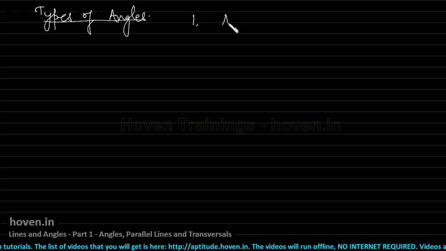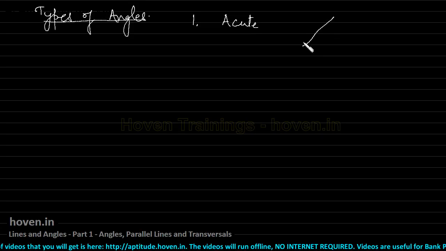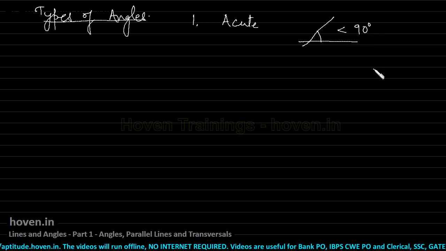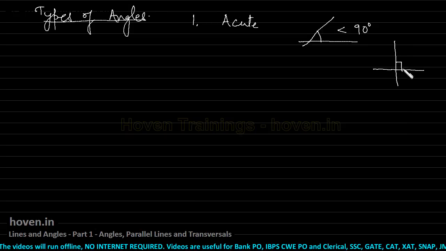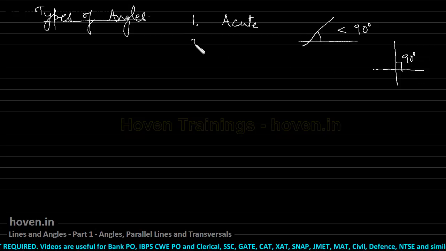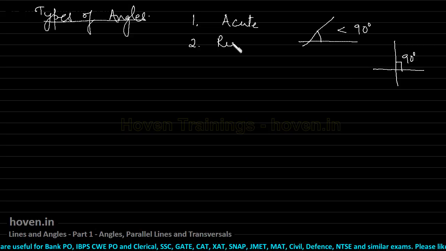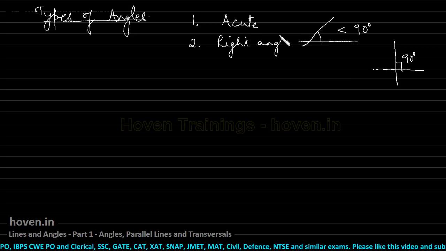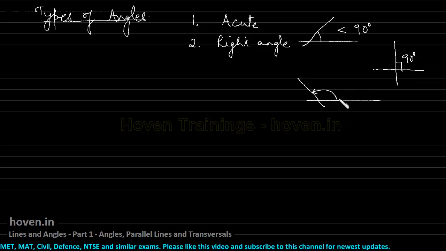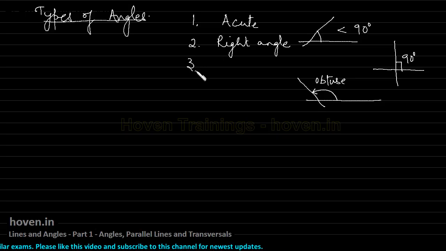One angle is called an acute angle. An acute angle between two lines is an angle that is less than 90 degrees. An angle of 90 degrees is a right angle, in which two lines are perpendicular to each other. So we can say acute angle, and then you have a right angle. If an angle is greater than a right angle, this inclination between these two lines is called an obtuse angle.